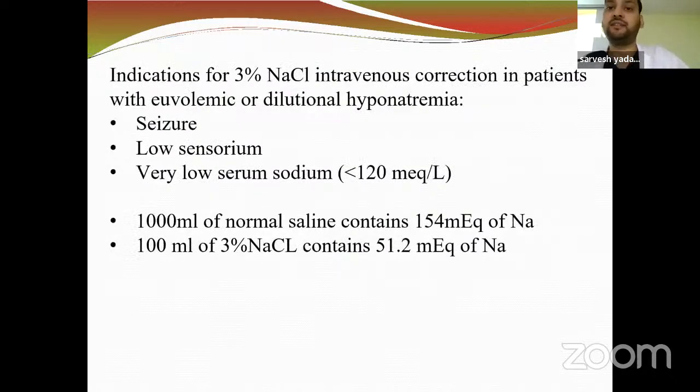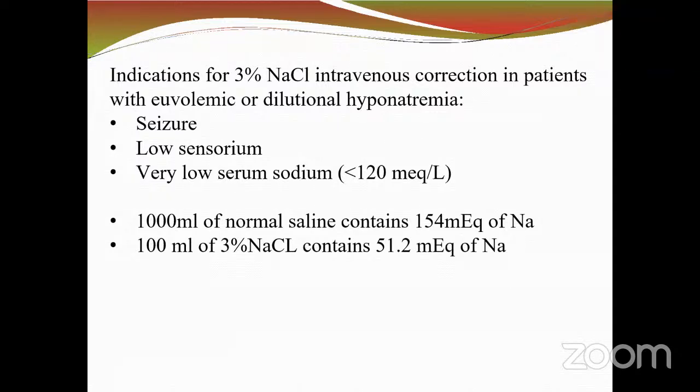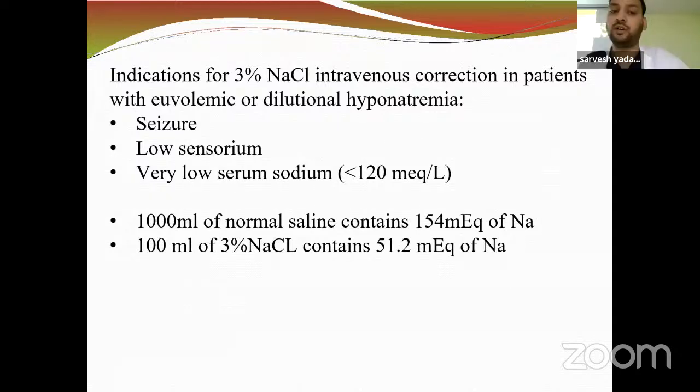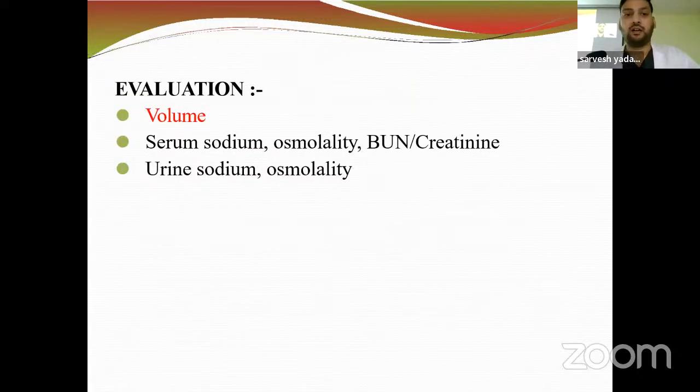Indication for 3% NaCl intravenous correction is in the patient with euvolemic or dilutional hyponatremia presenting with seizure, low sensorium, or very low serum sodium, less than 120 milliequivalent per liter. 1000 ml of normal saline contains 154 milliequivalent of sodium, and 100 ml of 3% NaCl contains 51.2 milliequivalent of sodium. Evaluation with volume status, serum sodium, osmolarity, blood urea nitrogen, creatinine, urine sodium, and osmolarity.